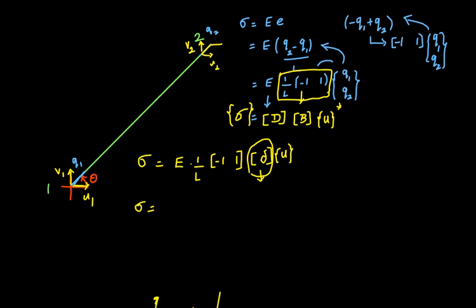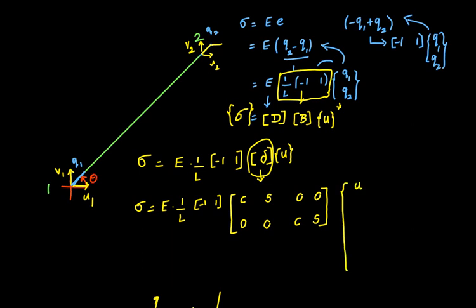Okay, into capital E into 1 divided by L, minus 1, 1, followed by the transformational matrix, which is C, S, 0, 0, and 0, 0, C, S. So this is the transformational matrix, followed by the displacement matrix, which is U1, V1, U2, V2.